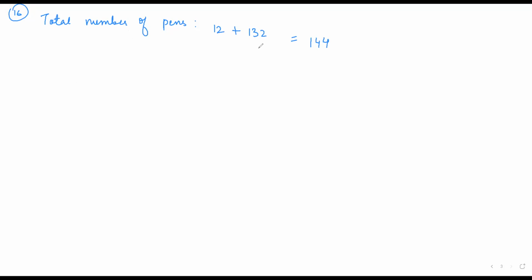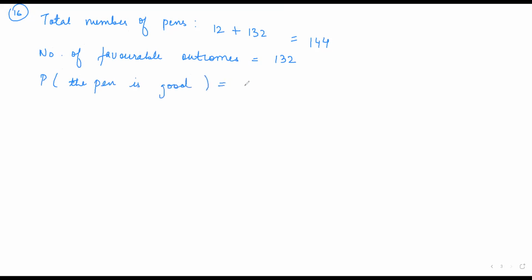So these are the total number of pens, and I want a good pen. How many favorable outcomes are there? 132. So I want only good ones, and they are 132 in number. So the probability that the pen is good will be 132 divided by 144.